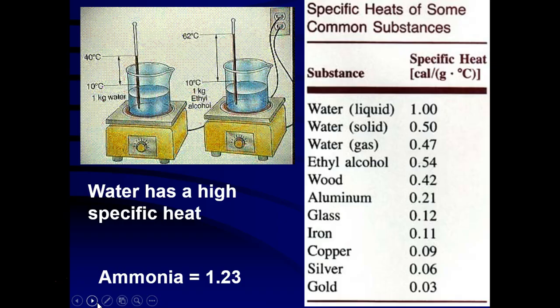Oftentimes we describe water, especially when we're trying to boil water, we say a watched pot never boils because it takes a long time for it to heat up. Now, water isn't the thing with the highest specific heat. As you can see over here, ammonia has a fairly high specific heat, 1.23. So it's even more cohesive than water is.